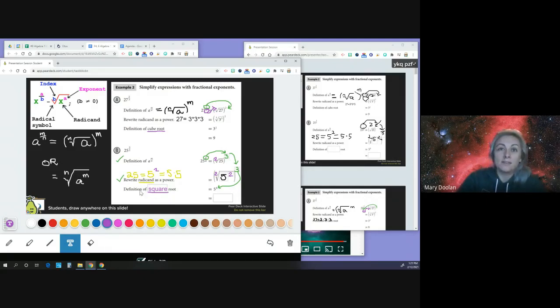So definition of the square root, that means if we're taking the second root of something that's squared, we just get the 5, and that's where this 5 comes from. Okay, so we did that. And then the very last step here is to fill this in. What is 5 to the 3rd power? It does not mean 5 times 3.